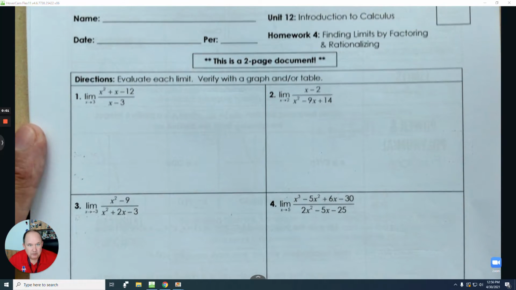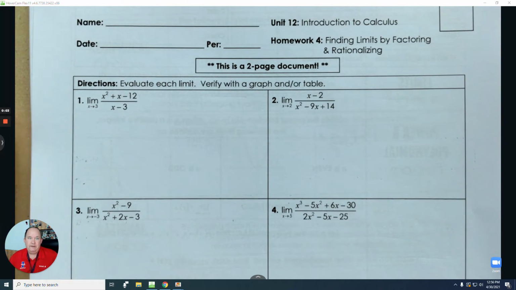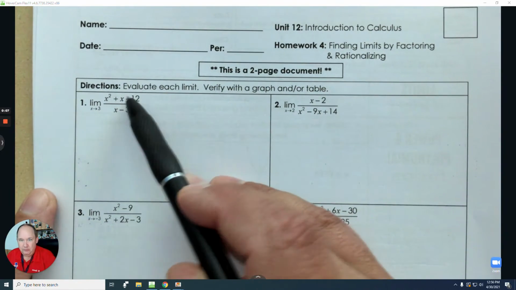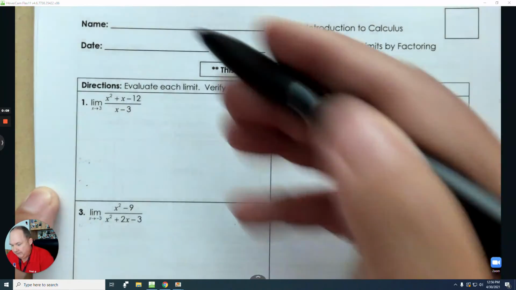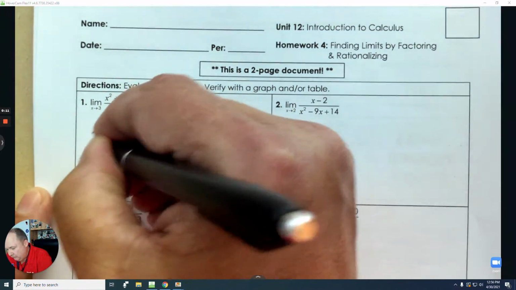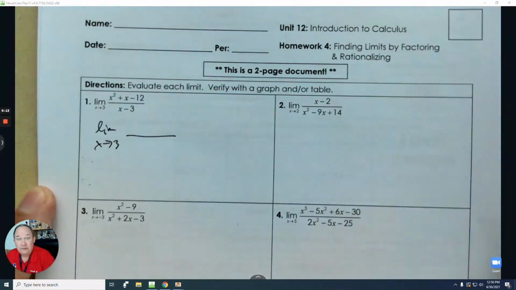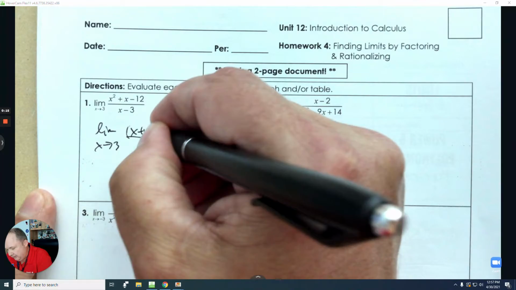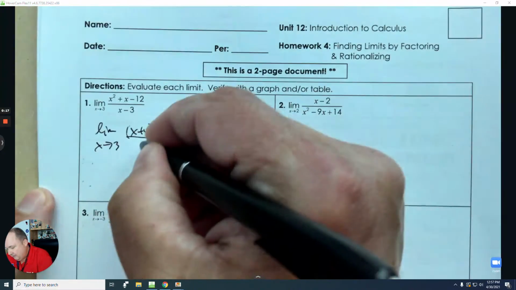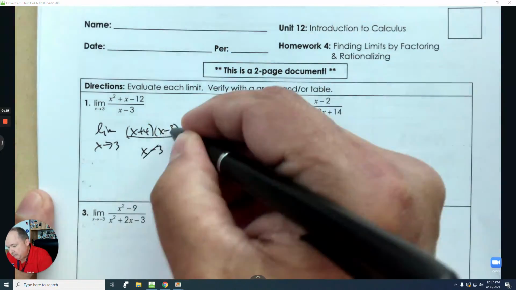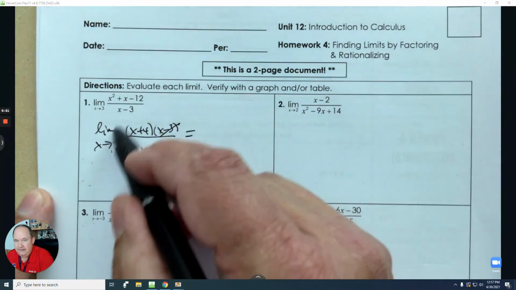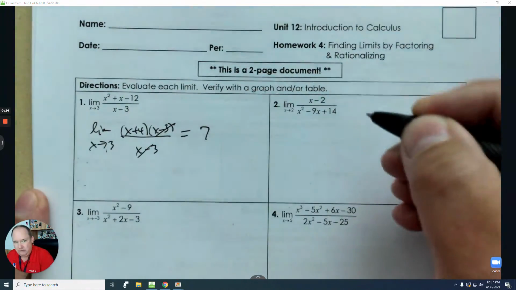All right, here's the homework for evaluating limits that are indeterminate. Indeterminate means if you evaluate, you get 0 over 0. And when that is true, one of the techniques is to factor. So if I factor the numerator and look at the denominator, I can remove the discontinuity and then evaluate at 3 and get my answer.